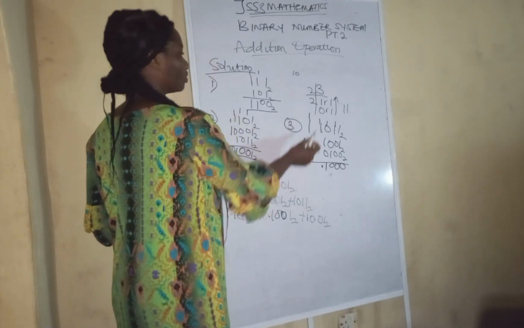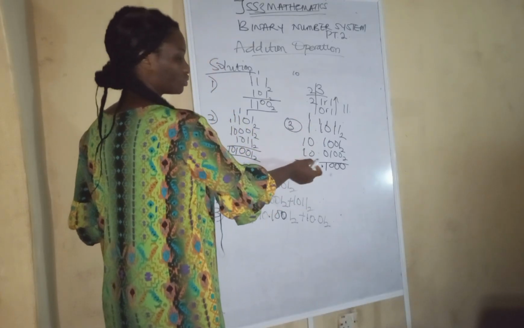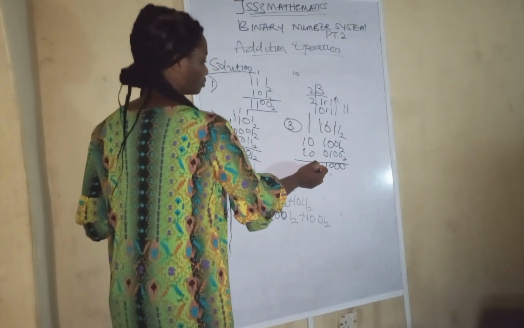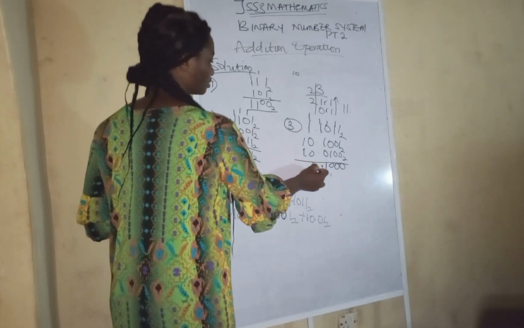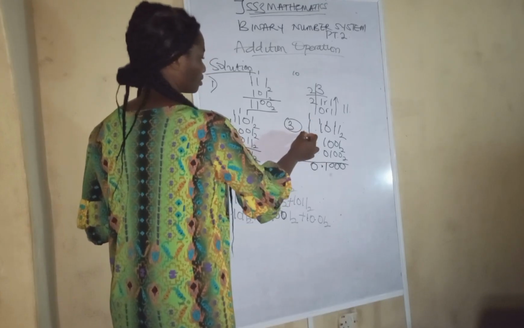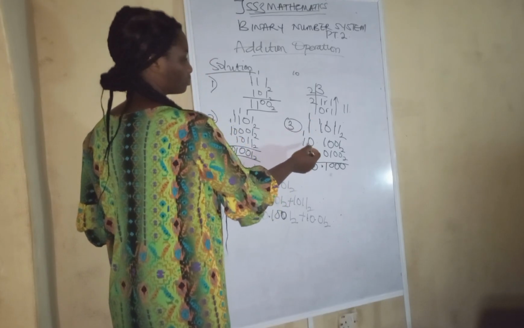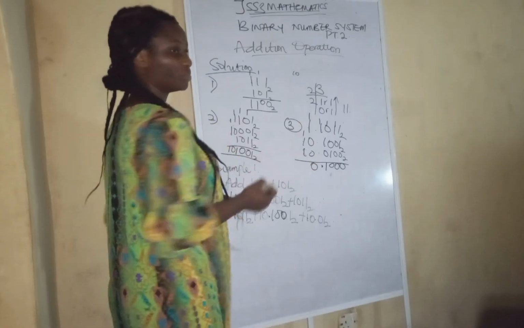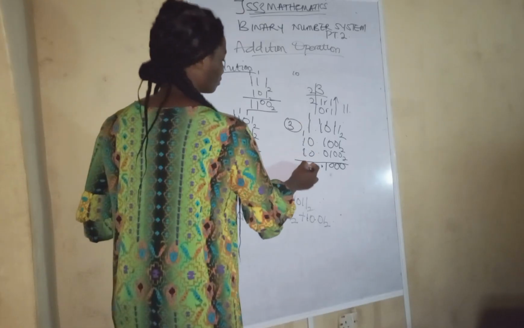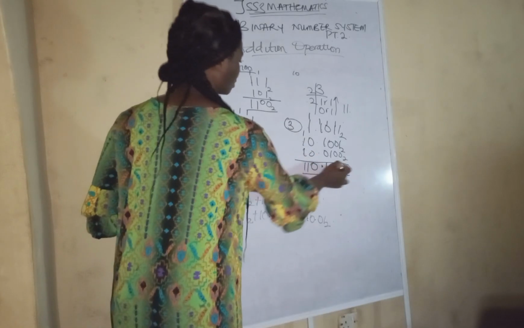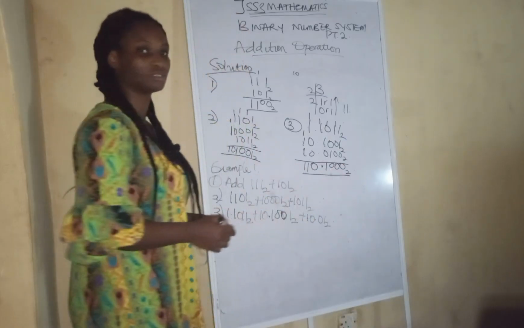Have you seen it now? 1 plus 1 is 2. So 2 in base 2 is 10. We have 0 remainder 1. 1 plus 1 is 2, plus 1 is 3. So 3 in base 2 is what? 11. So that's our final answer. Have you seen it now?